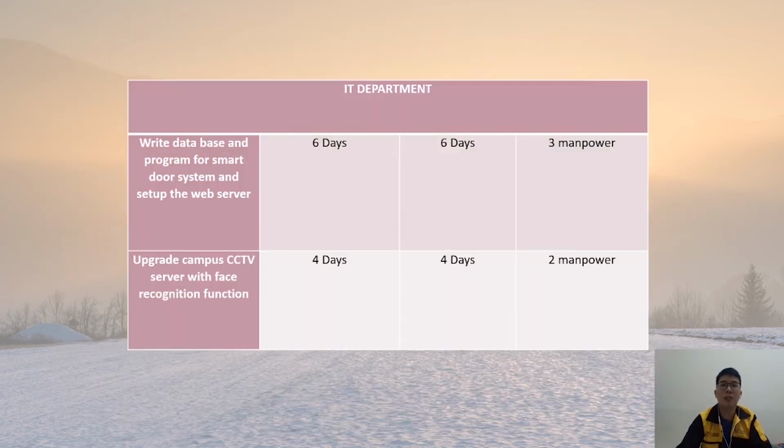And I will continue with the IT department. There are two activities to be carried out. First, writing the database and program for the smart door system and setting up the web server. In this activity, 3 manpower will be involved and finish it within 6 days. And for the second activity, upgrading the campus CCTV server with face recognition function, it takes 2 manpower and 4 days.